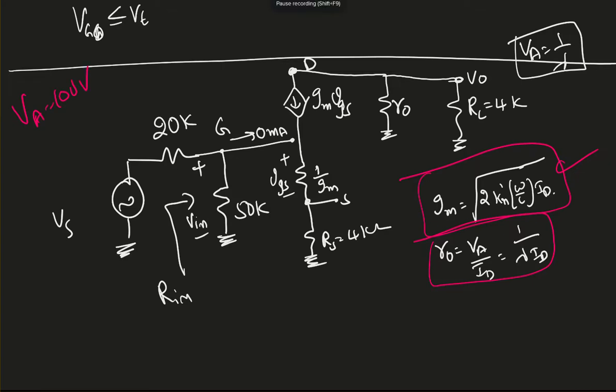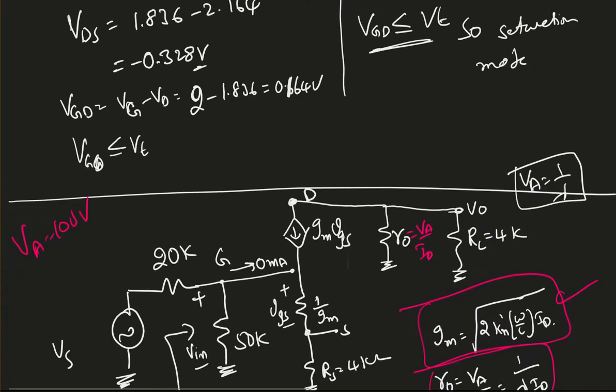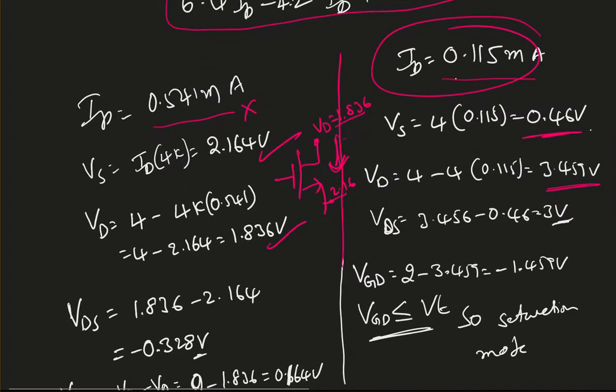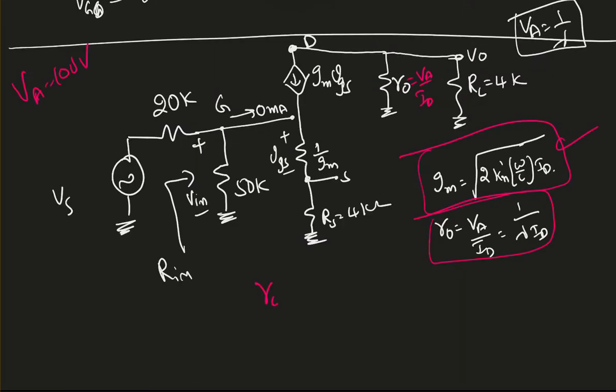So my R0 equals VA over ID. Here we just found ID equal to how much? We just found 0.115 milliampere. So R0 equals 100 divided by 0.115 milli. So that value is 869 kilo ohms. That's a very, very big number.